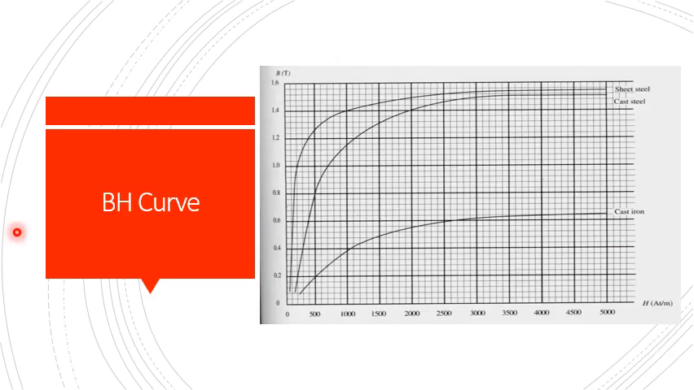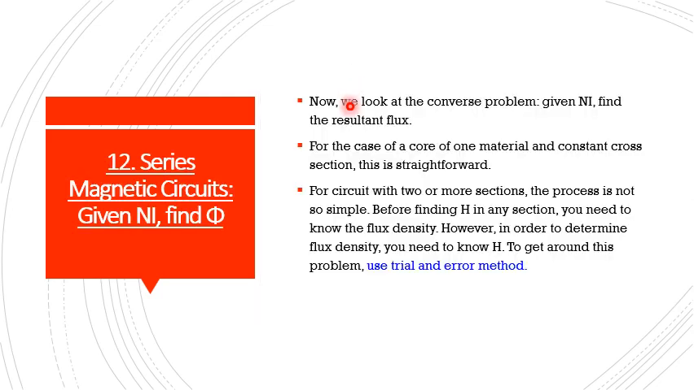So we can refer to this BH curve to answer this question. Now we look at the converse problem. Given Ni, we have to find the resultant flux. For the case of a core of one material and constant cross section, this is straightforward, so it is easy to get the answer.